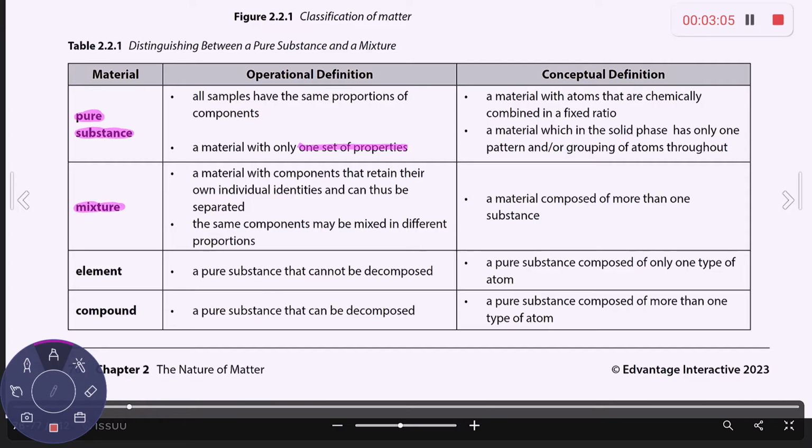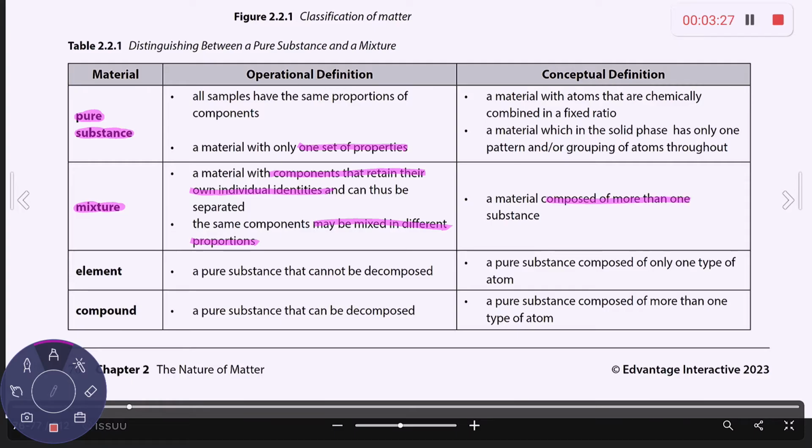a mixture is going to have different components combined. They may not be in the same quantities, and each one of those individual substances that's in that mixture is going to retain its own identity. So it would still have its own unique color, state of matter, density, melting point, boiling point, etc.